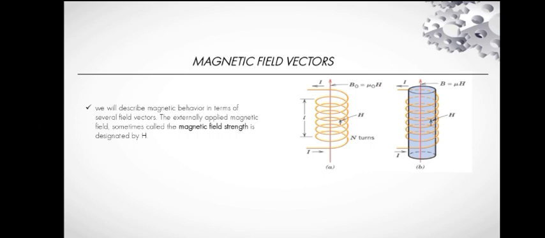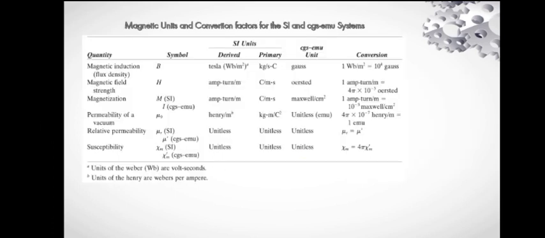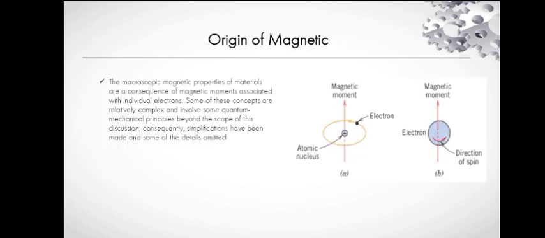So let's proceed to the origin of magnetism. The macroscopic magnetic properties of materials are a consequence of magnetic moments associated with individual electrons. Some of these concepts are relatively complex and involve some quantum mechanical principles beyond the scope of this discussion. Consequently, simplifications have been made and some of the details omitted.